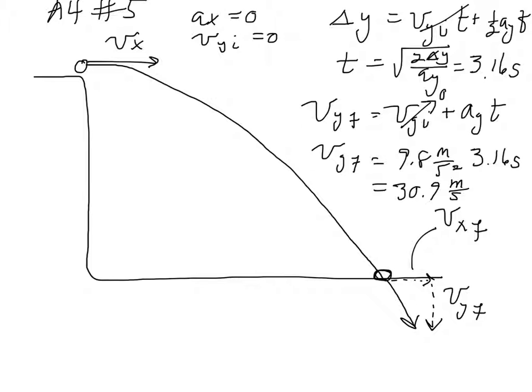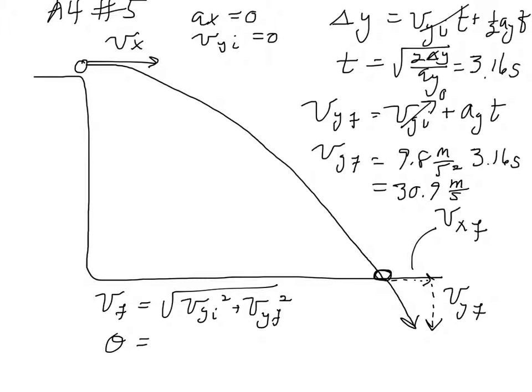Without going through the rest of it, I'll just remind you that for the magnitude of your V final, you're going to use the equation, remembering this, Vx squared plus Vy final squared. That gives you the magnitude, and for the direction, we use the familiar equation, inverse tan Vy over Vx.